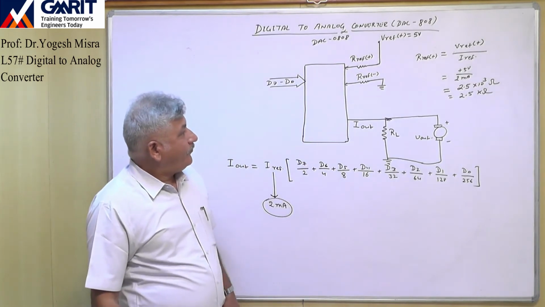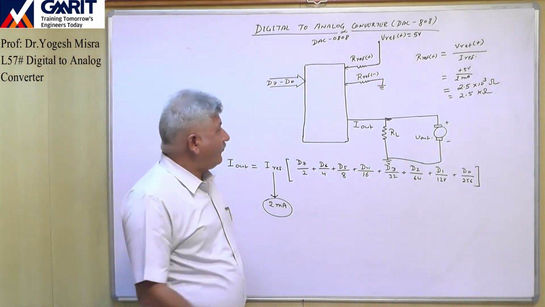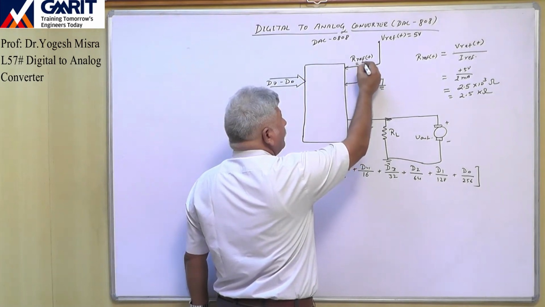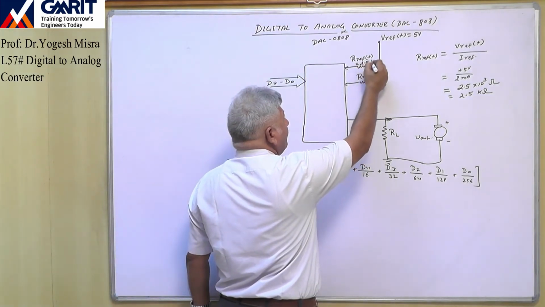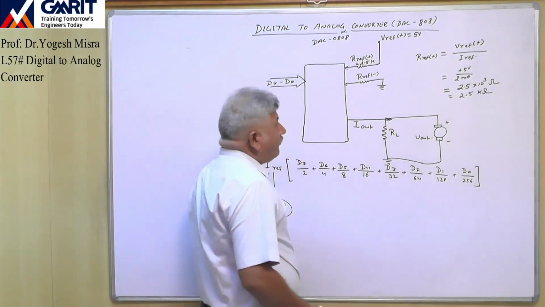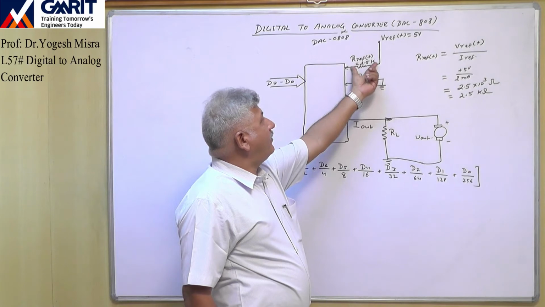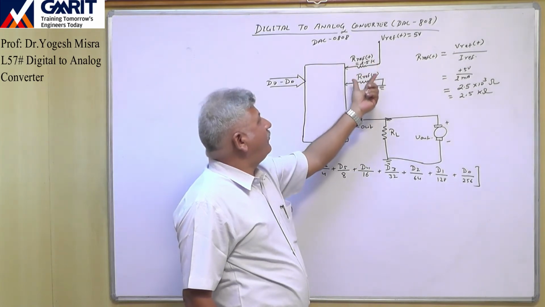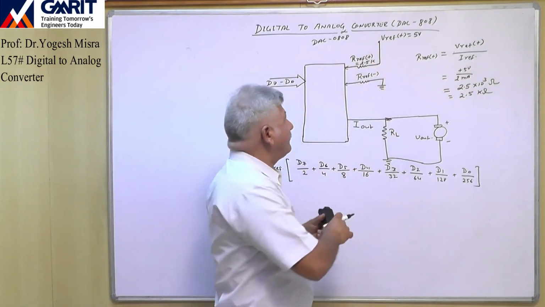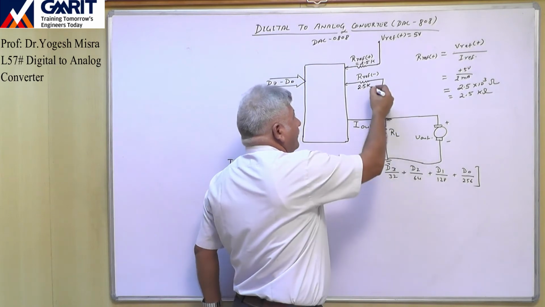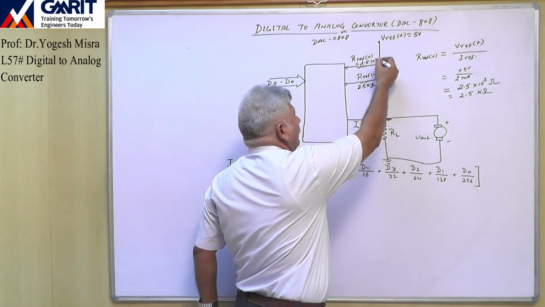So in this way we will fix the value of R reference plus, so this will be 2.5 K. Whatever value we select for R reference plus, the same value we will use for R reference minus. Here also we will use 2.5 K or kilo ohm.